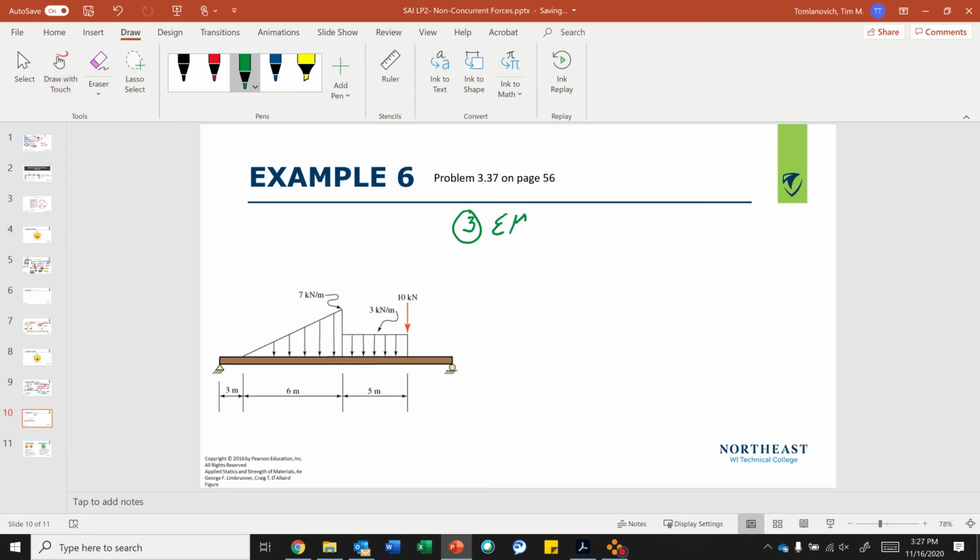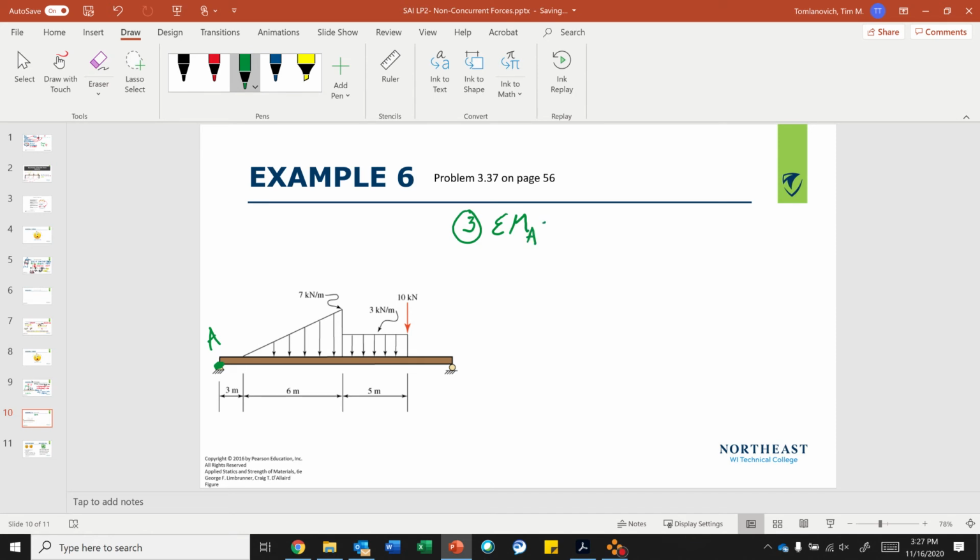Sum of the moments. Now, what point do we want to go about? Obviously we have to go about this point because we don't know a distance to this point. So we're going to call that point A. If there's not a point, just identify a point.